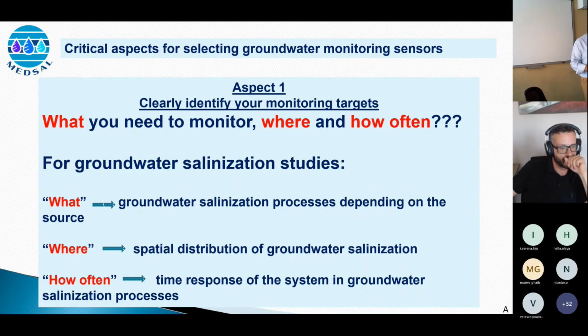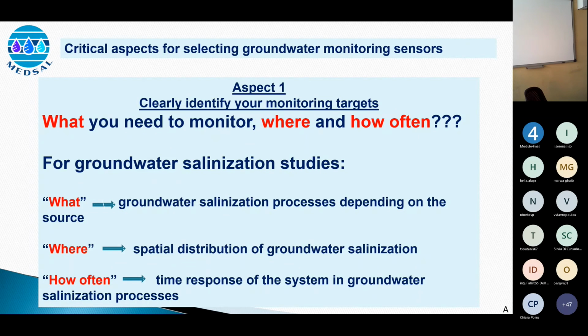Thanks. So, on the first aspect, clearly identify the monitoring targets. We've said this many times. What you need to monitor, where and how often. What, where, how often. For groundwater salinization studies, the what refers to groundwater salinization processes depending on the source. And this is very important. You go differently depending on the source of salinization.